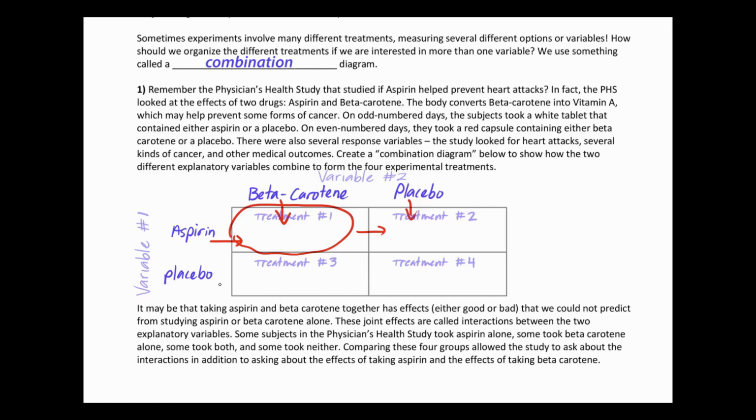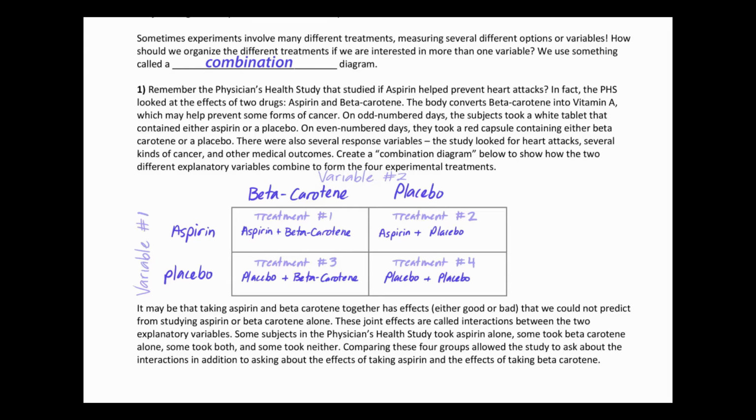You'll do the same thing on the bottom. You'll have a placebo with beta-carotene, and you'll have a placebo with a placebo. That is your ultimate control group. So they are not getting any active medication at all. They're just getting placebos on both days. So there shouldn't really be a change in that group. But we know sometimes that happens from the placebo effect.